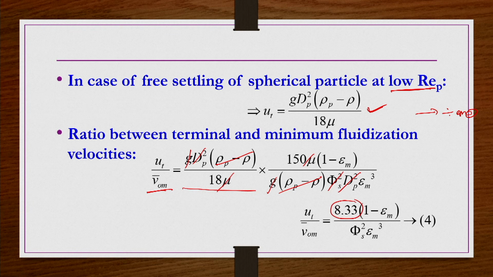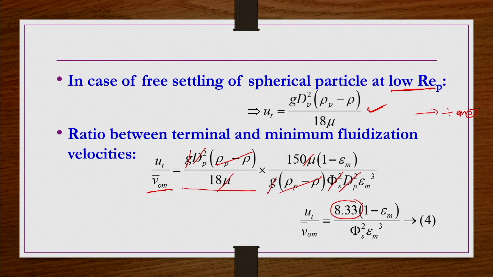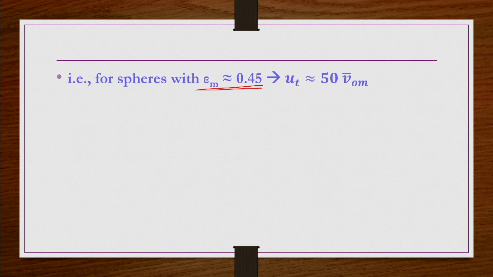Now in general, if the packing is done with spherical particles, then the voidage at minimum fluidization condition is approximately 0.45. So, under such conditions, if you take epsilon_m equal to approximately 0.45 and substitute it in the previous equation, which is mostly the accepted value for packing with spherical particles, then you get this ratio as approximately 50.